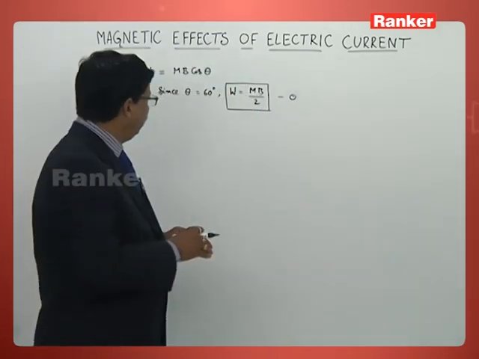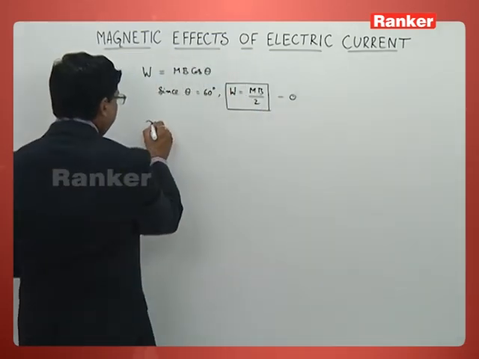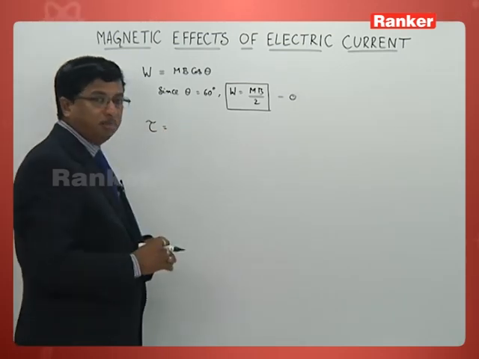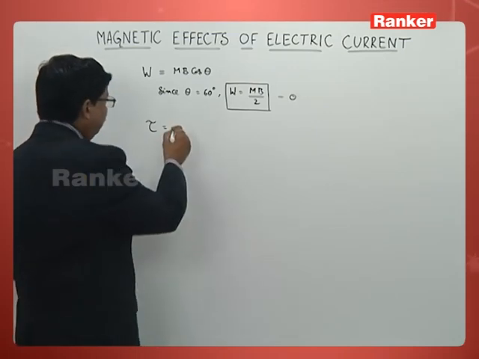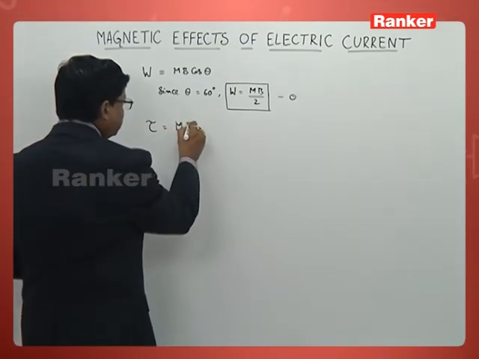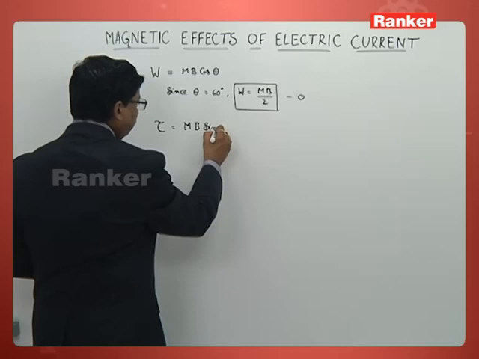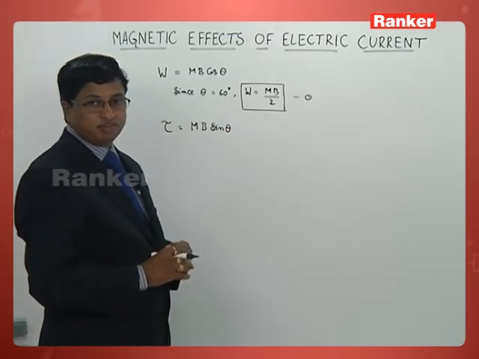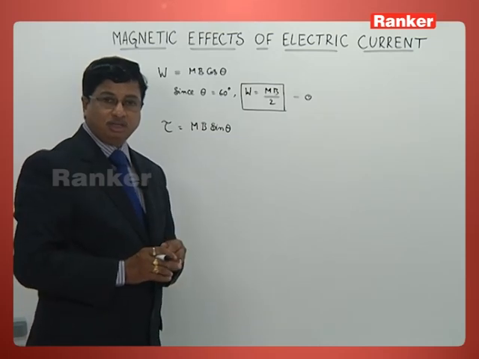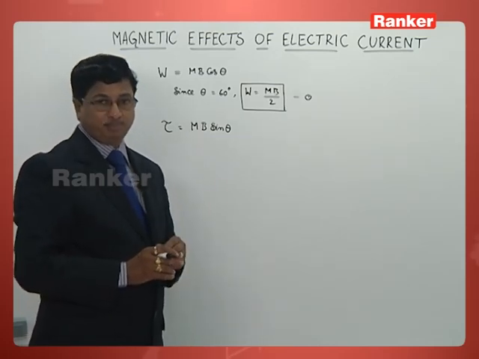So you can directly write the formula for the torque acting on a bar magnet or a magnetic needle, whatever it is. It is MB sin theta. That is the formula you might have derived earlier also. So MB sin theta gives us the torque.